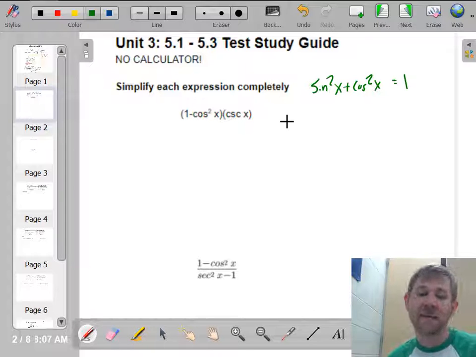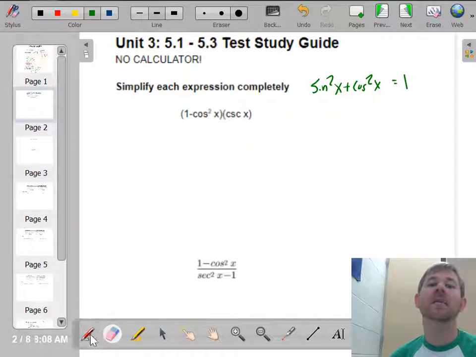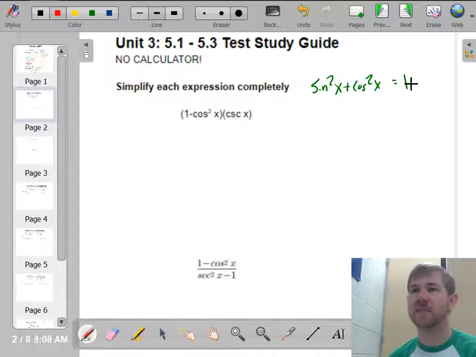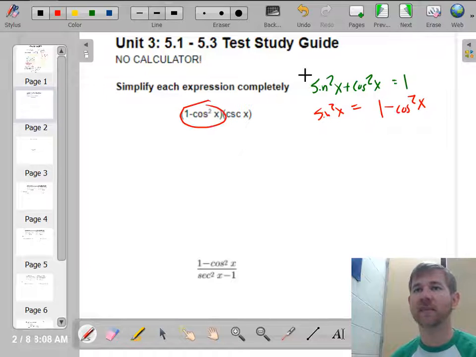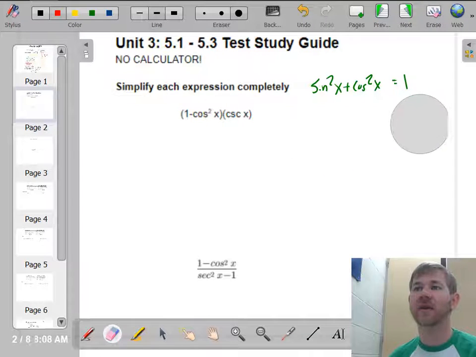Now, while I'm at it, I'm going to find the other two because I might need them in other problems. When you see sine squared x plus cosine squared x equals 1, remember, you could move the cosine squared over and it would be 1 minus cosine squared x, and that would get you sine squared x. So that's what I'm going to do for this problem. But let's get the other two while we're here.